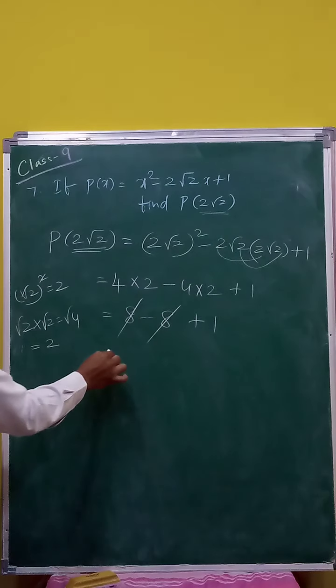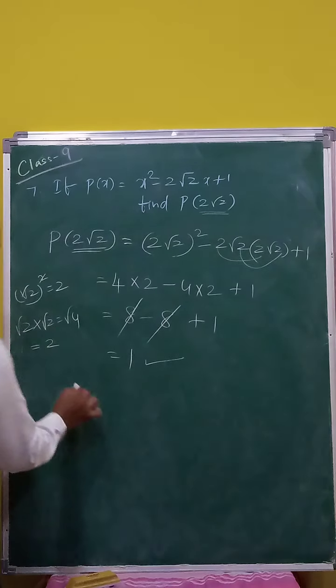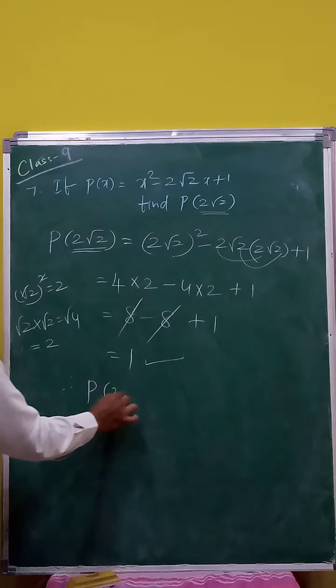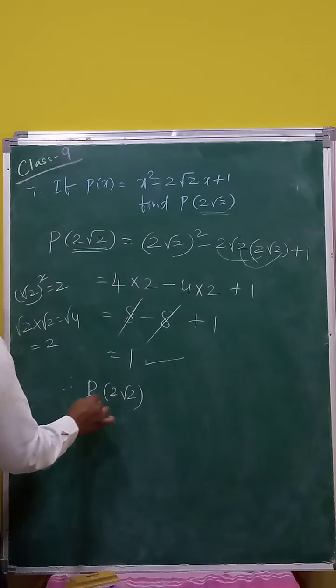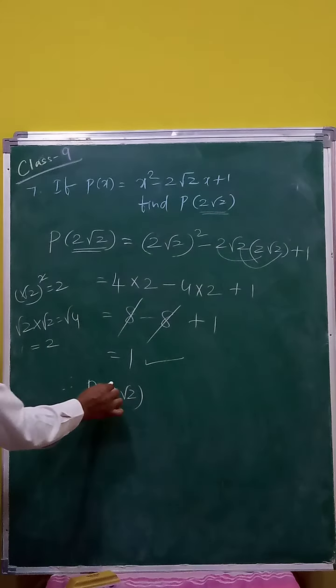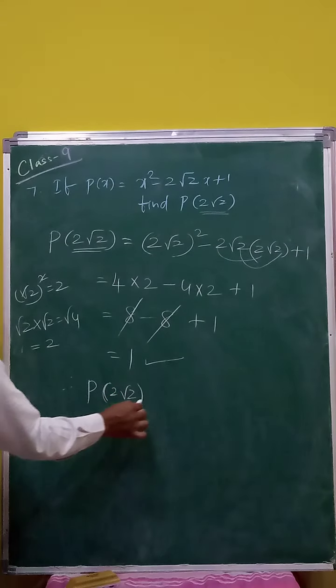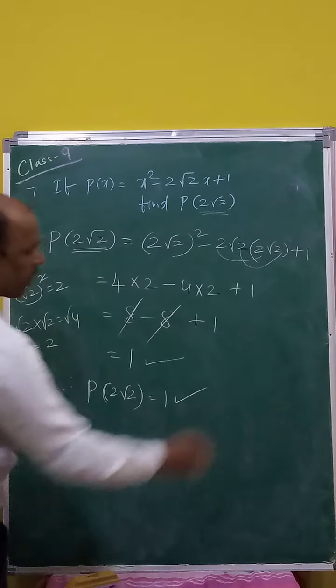Minus 8 plus 8 cancel. What is answer? 1. Therefore, p of 2 root 2, in the place of x, what we have applied? 2 root 2 is equal to what we got finally? 1.